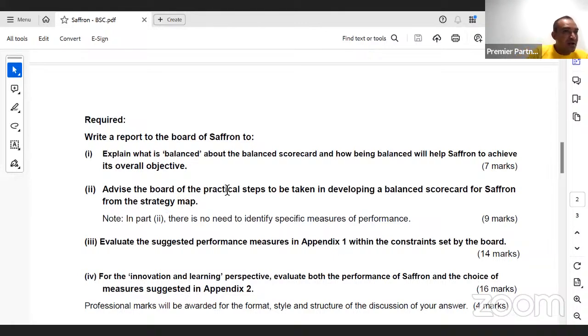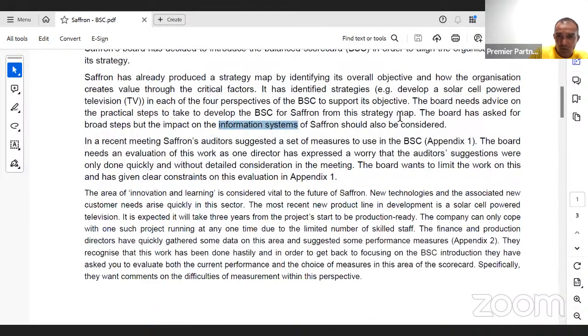Understand? This is why I'm telling you, always go back to the scenario. What do they want there? Board is your boss. You do what they tell you to do. So, the board needs advice on practical steps to take to develop the BSc. The board has asked for broad steps, but the impact on the information system of Saffron should also be considered.